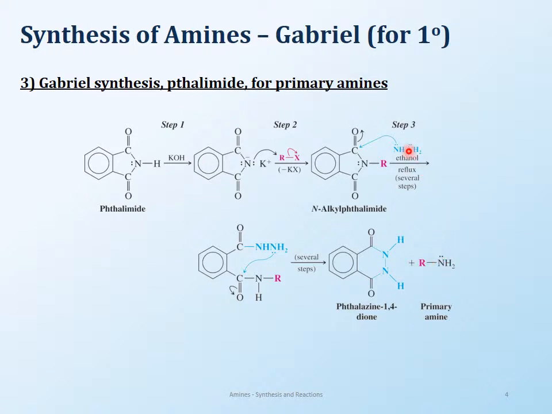This, by the way, is hydrazine, NH2NH2. Once you add hydrazine to it, it will cleave this group over here, and the hydrazine will bond with the carbonyl carbon here, and your primary amine is released. So Gabriel synthesis is really one of the best ones to use for primary amines. There are some other ones too, but this is one of the best.